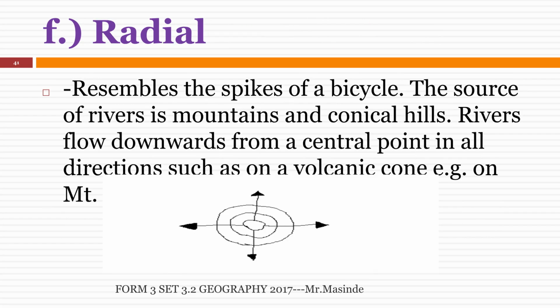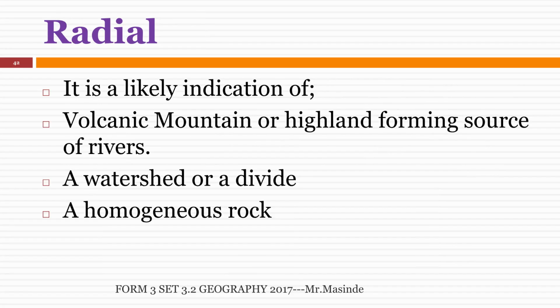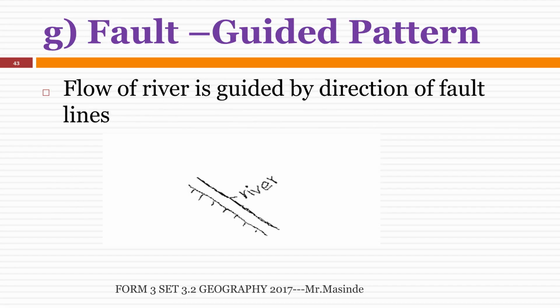The radial pattern resembles a bicycle's spokes, with rivers flowing outwards in all directions from a central point, such as a volcanic cone. The radial pattern is a likely indication of a volcanic mountain or highland forming the source of the rivers, a watershed, or a homogeneous rock structure. The fault-guided pattern is where the flow of a river is directed by fault lines in the terrain.